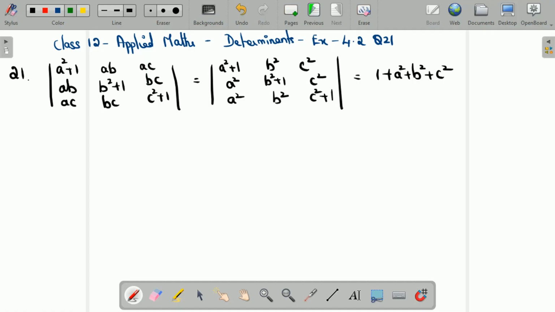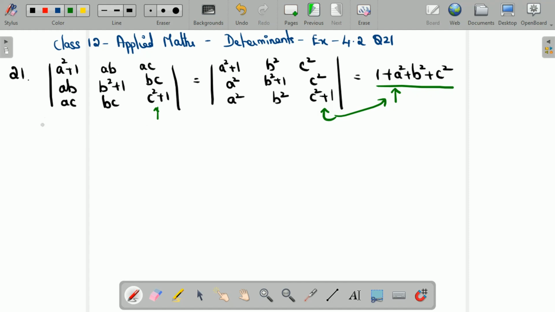In this video, let's find the solution for the 21st question in exercise 4.2. They've given two determinants and they've said both the determinants are equal to this particular value, 1 plus a square plus b square plus c square. So we will first take the first determinant and find its value to be equal to this. Then we'll take up the second determinant and equate its value to this particular one.